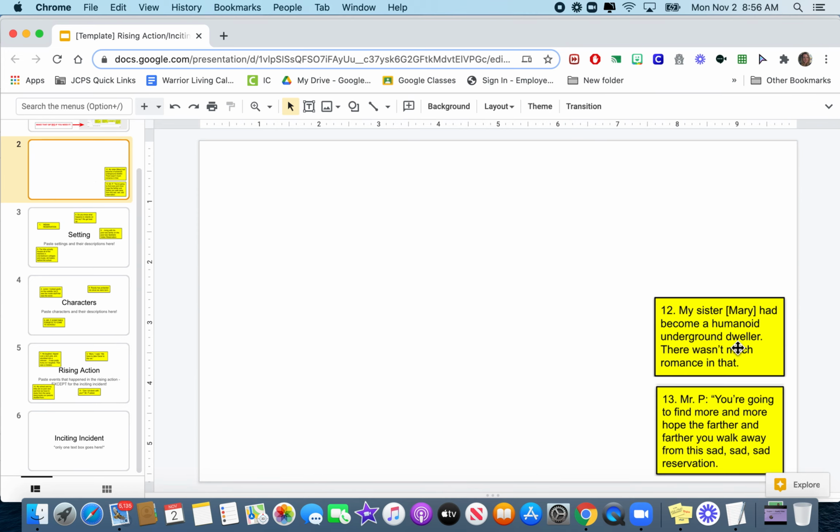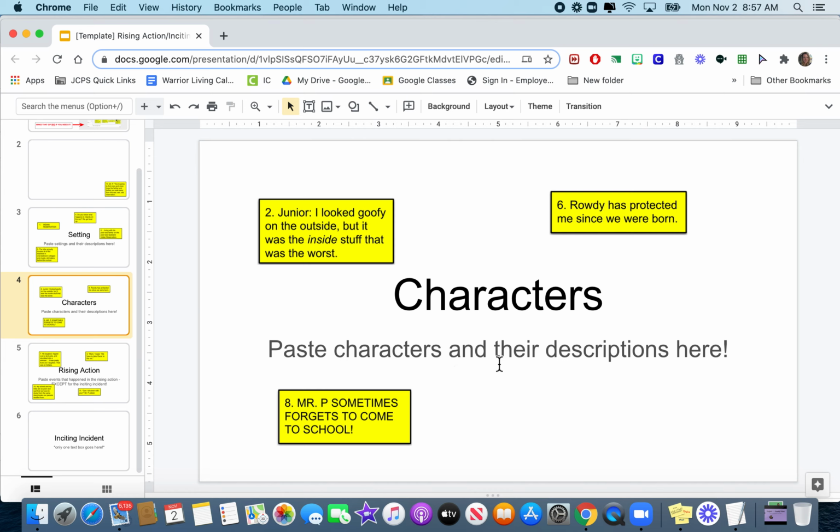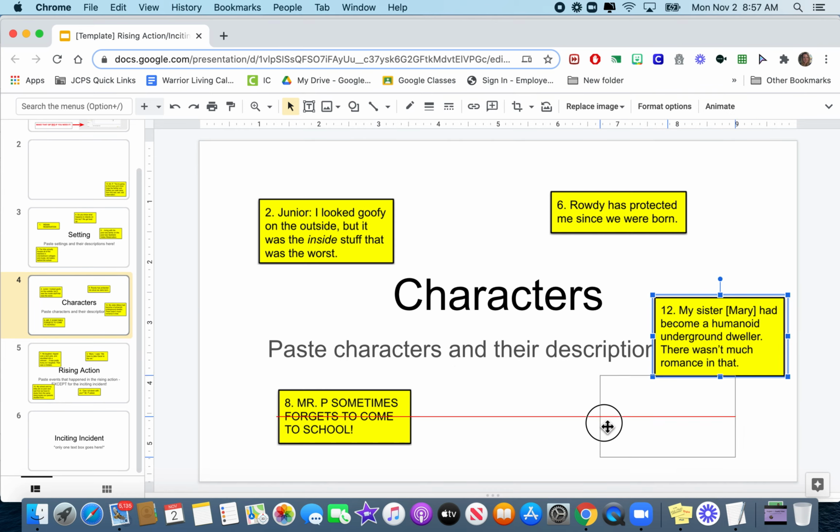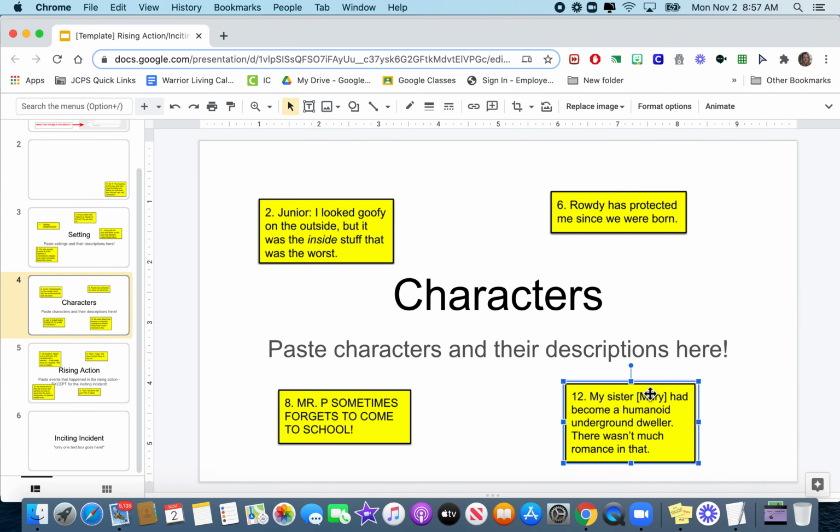All right, two more. We have number 12. My sister Mary had become a humanoid underground dweller. There wasn't much romance in that. That's going to be our characters. Not too hard. It just gives us some information about Mary. And we learn in the story that she wants to write romance novels.